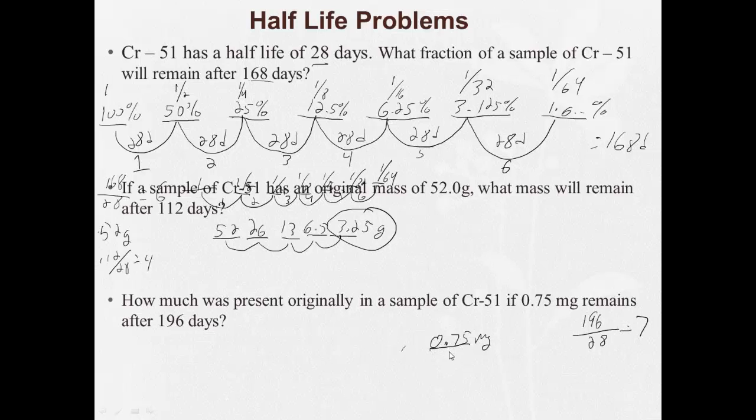Now we're going backwards, so I'm going to draw it backwards. 1, 2, 3, 4, 5, 6, 7. Since we're going backwards, we have to double this 7 times. So 0.75 times 2 is 1.5 milligrams. 1.5 times 2 is 3 milligrams. Times 2 is 6. Times 2 is 12. Times 2 is 24. Times 2 is 48. Times 2 is 96. So if there's 0.75 milligrams in it now, how much CR51 would have been present 196 days ago? 96 milligrams.